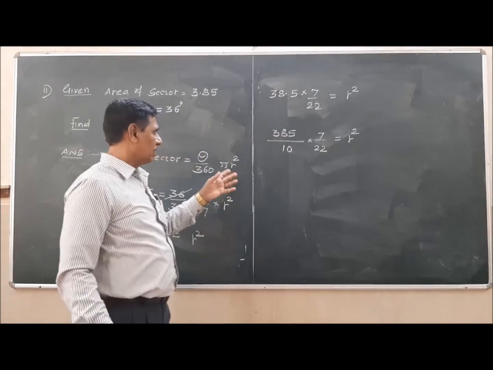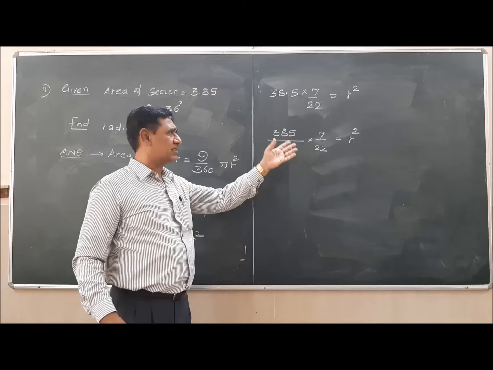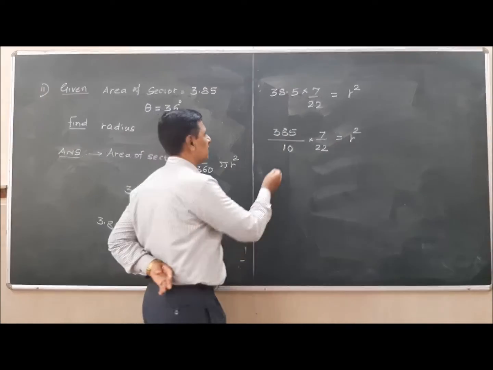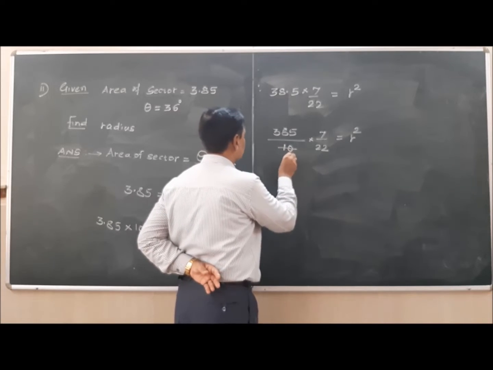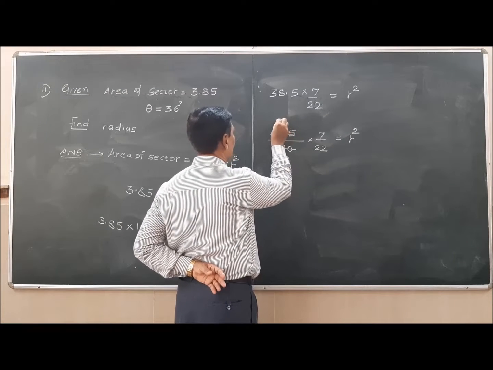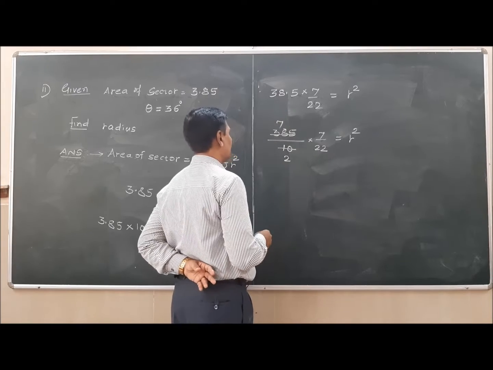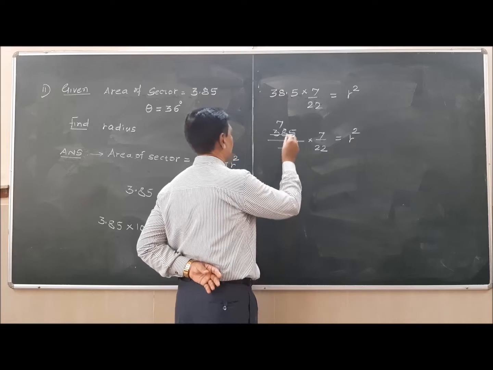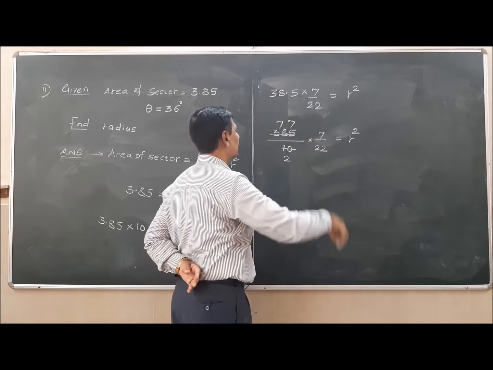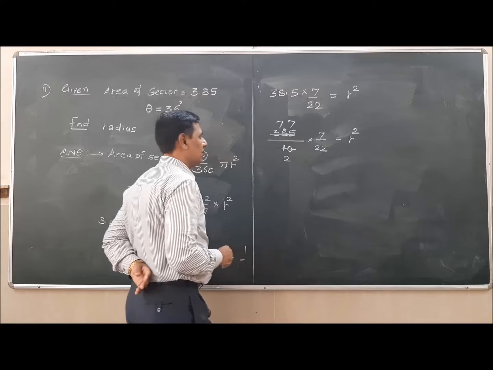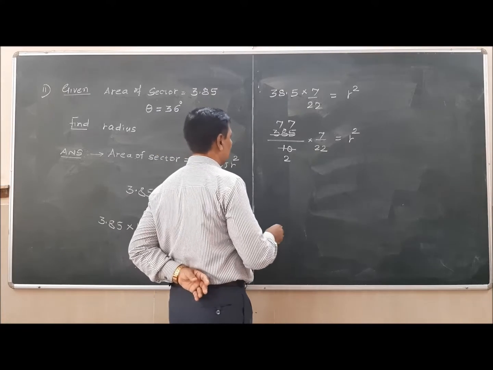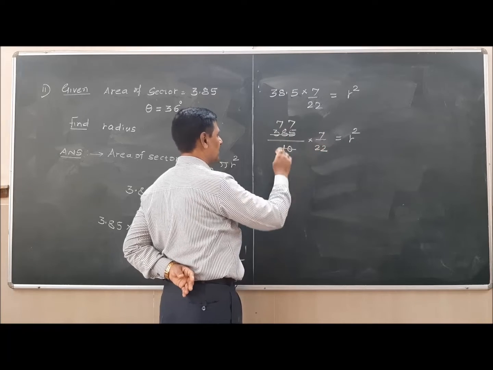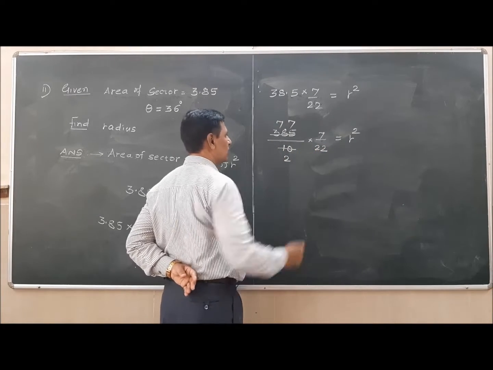Now we'll think over here. Is it possible to cancel any numbers over here? Of course, you will find it is possible to cancel here. 5 2s are 10. Then here you will find 5 7s are 35, right? And again you will get here 77 into 7, 2 into 22.